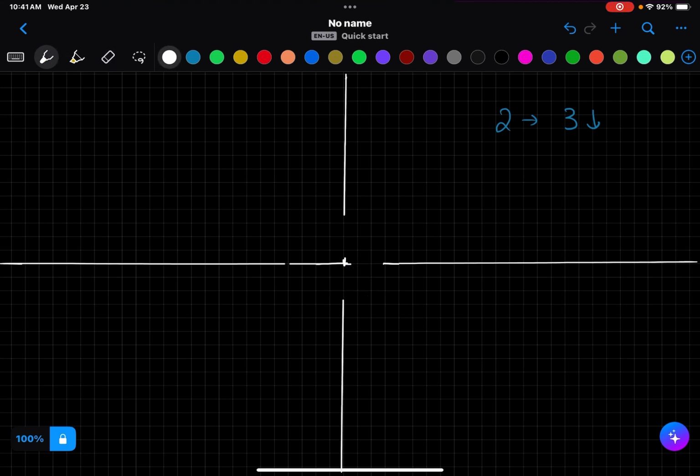All right, let me redo the grid lines. Oof, that's going to look worse every single time.